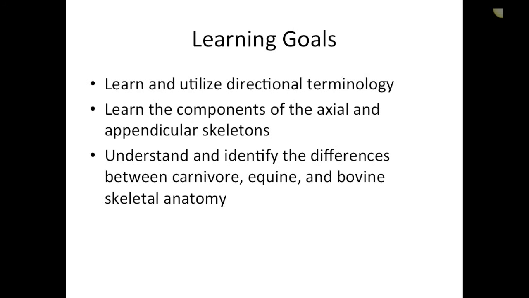So our learning goals for this particular area of the course are to learn and utilize directional terminology, learn the components of the axial and appendicular skeletons, and understand and identify the differences between carnivore, equine, and bovine skeletal anatomy. Further to that, I'll also add understanding the different joints and classifications of joints.